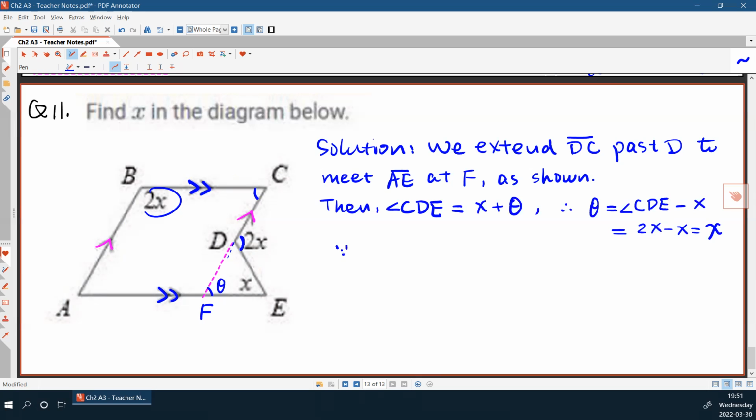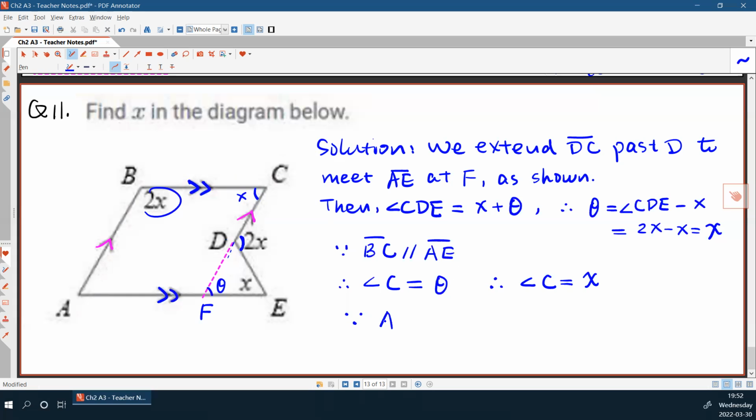Okay, and we also know that segment BC is parallel to segment AE. This gives us angle C equals theta, right? Because angle C and theta are alternate interior angles. Therefore, angle C is also x. Okay, so angle C is x.